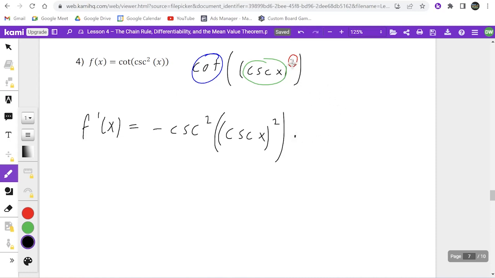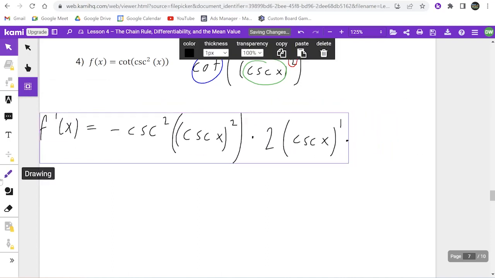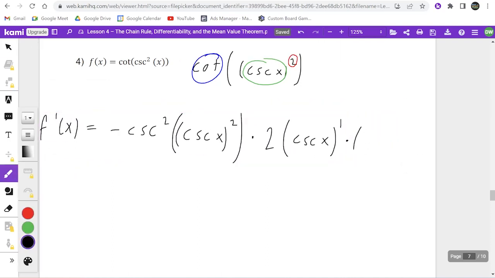Next is the power rule in red in the middle. You pull the 2 out in front times cosecant x now to the first power. Okay, good. And then the very last one is the derivative of cosecant x, which I'm not even sure if I'm going to have room to write. I'm going to try and squeeze it in here. Derivative of cosecant x is negative cosecant x cotangent x.